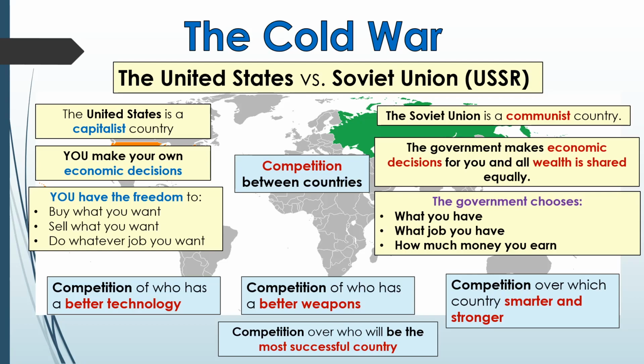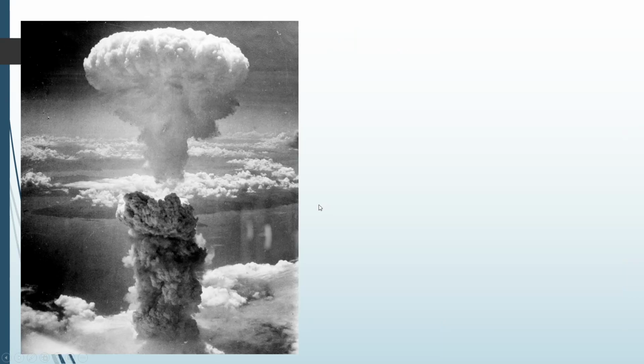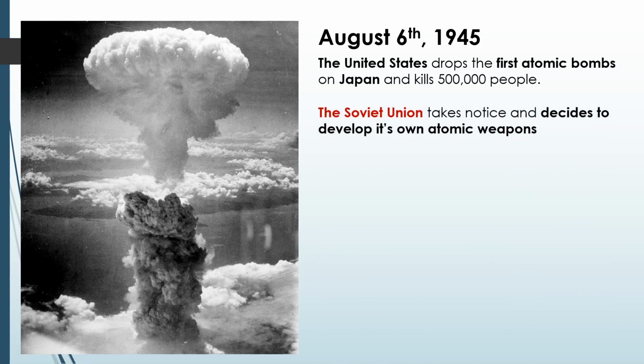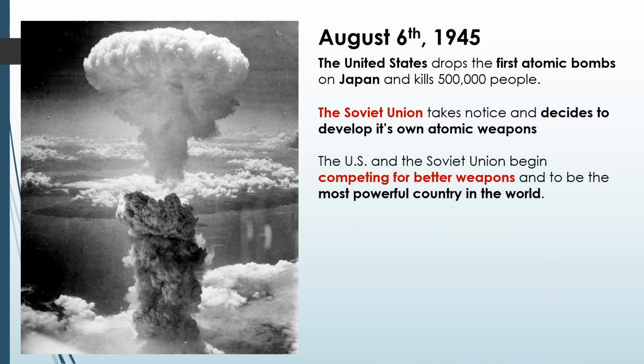And there are going to be flare-ups here and there. But initially, right after the bombs are dropped, the Soviet Union tries to answer this question and starts a competition with the United States over weapons. On August 6, 1945, Japan has the atomic bomb dropped on them. Over 500,000 people are going to be killed. The Soviet Union takes notice, tries to develop their own weapons, and now the Soviet Union and the US are in a competition for better weapons.